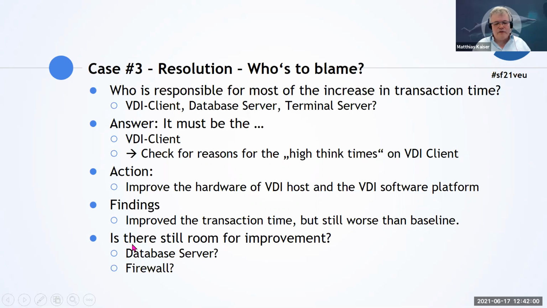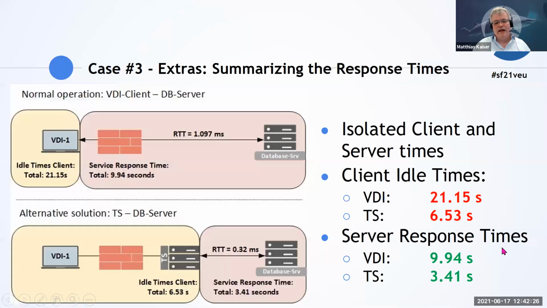So is there still room for improvement? I think we ended up at roughly 10 to 12 seconds for this transaction. So how about the database server? And what about that firewall? You already put that into, I shouldn't guess, but the new firewall in the drawing probably points to something. Yes, why not? So we try to do the math. And just, I love drawing pictures. We had 31 seconds for the VDI client.